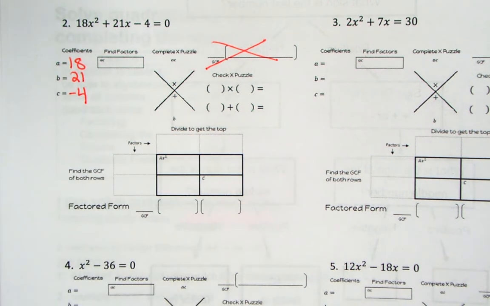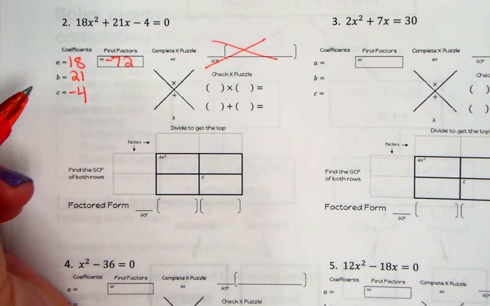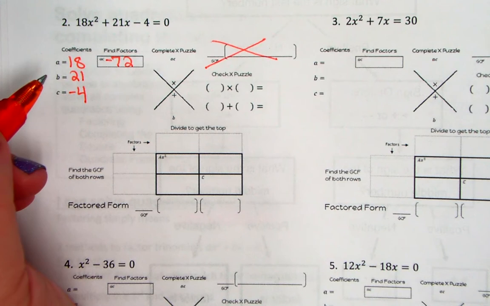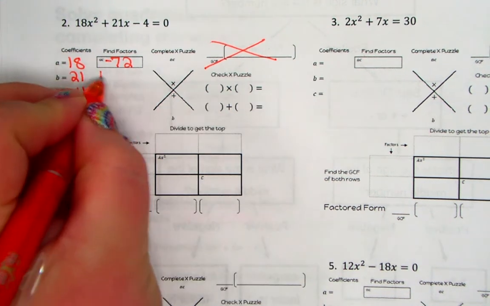So A times C is going to be a little bit bigger of a number this time. So 18 times negative 4 gives me negative 72. So now we write out the factors of negative 72. And I don't want you to worry about the negative right now, because that's what our signs flowchart is going to do for you. So 1 and 72.